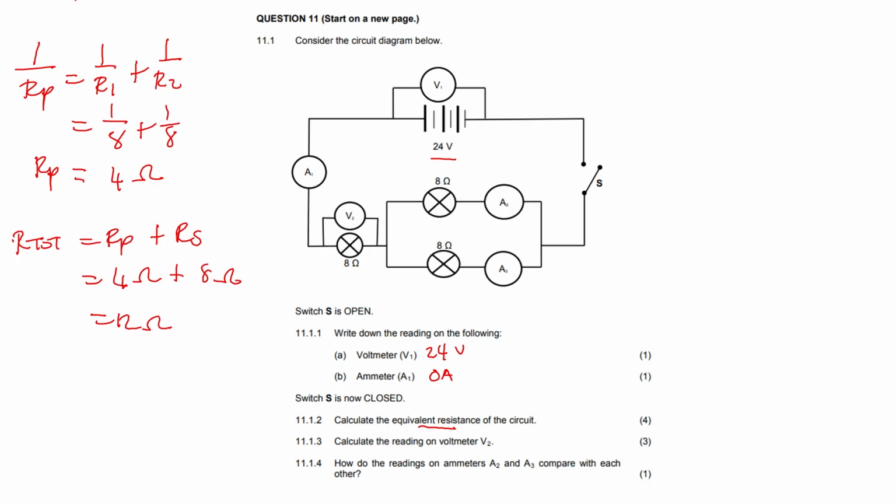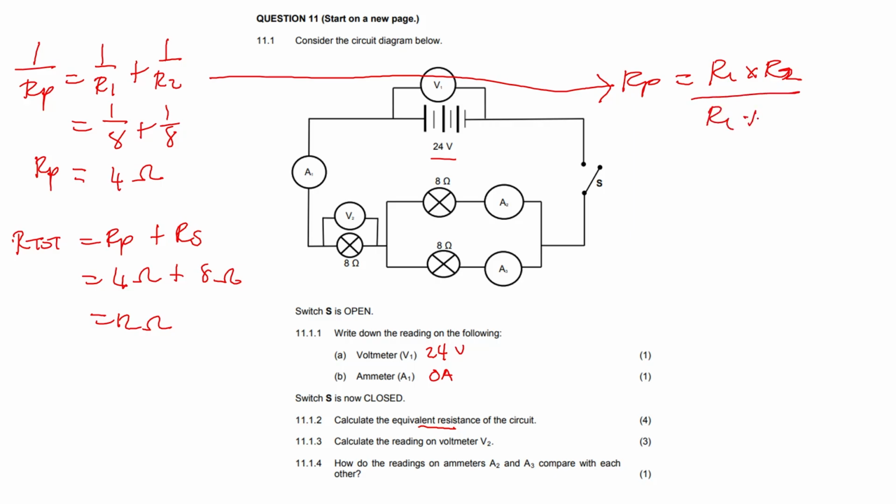If you don't like to do parallel like this, I'll show you another way. You can just say that R parallel is the product over the sum: R1 times R2 over R1 plus R2. That should also give you 4 ohms.